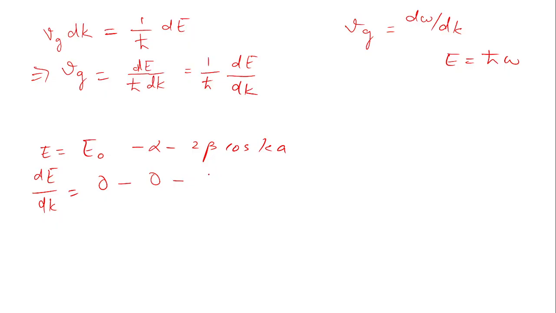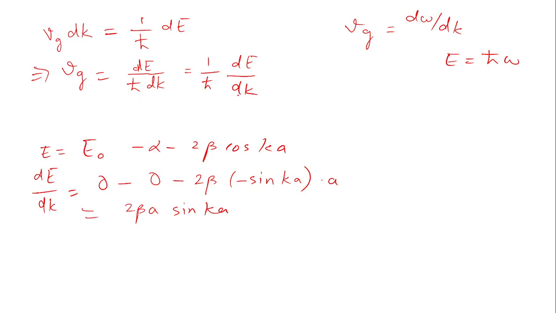If you guys have doubt in derivative, you can ask, I'll explain that also. But otherwise, I think if you already know, that's good. So I'm doing it directly. So here 2 beta is constant. Derivative of cos is minus sine Ka, and then derivative of Ka will be a. So this expression will become, this is 0, this is 0, this is a minus, this is a minus, so it will become plus 2 beta a sine Ka. This is dE by dk.